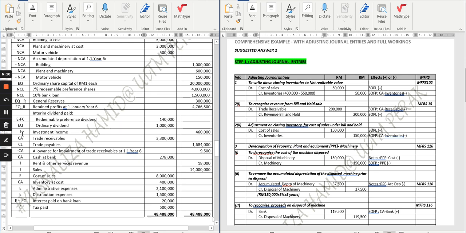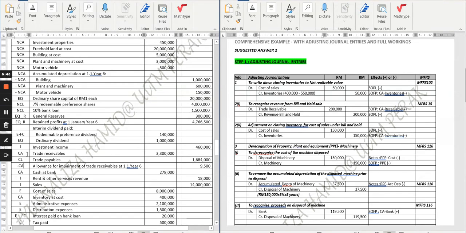Then you have your investment income. Investment income will have its own separate line item in the statement of profit or loss, right? Investment income comprised of dividend and interest income. And then you have your current asset, trade receivable. This is the SOFP item, current liabilities, trade payable. And you have the negative asset account, which is the current asset, negative current asset account here, allowance for impairment, which is the contra asset account for the trade receivable.